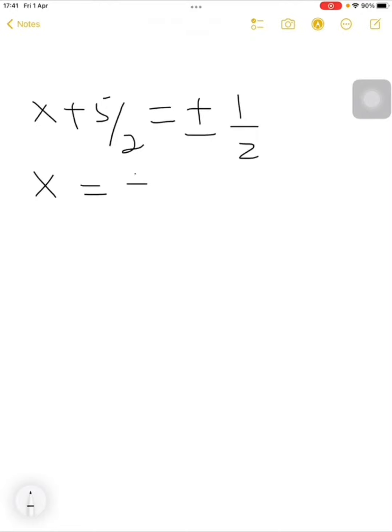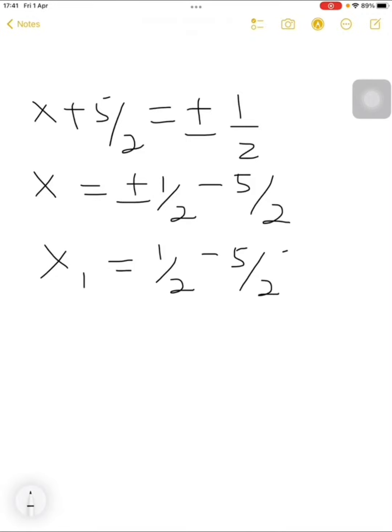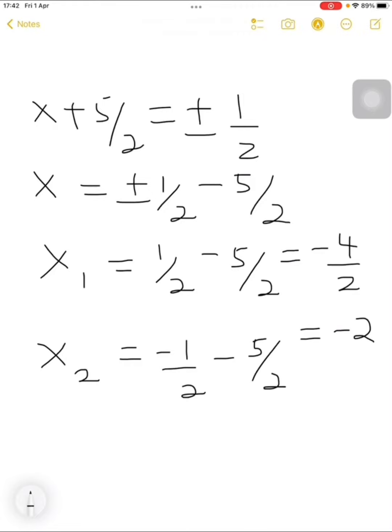Now let's get the two values of x. So we have (x + 5)/2 equals plus or minus 1 over 2. x is equal to plus or minus a half minus 5 over 2. Our x1 is, let's start with plus 1 over 2 minus 5 over 2, which equals negative 4 over 2, and that is the same as negative 2. Then x2 is equal to minus 1 over 2 minus 5 over 2, which equals negative 6 over 2, and this is the same as negative 3. And you are done with example number 3.